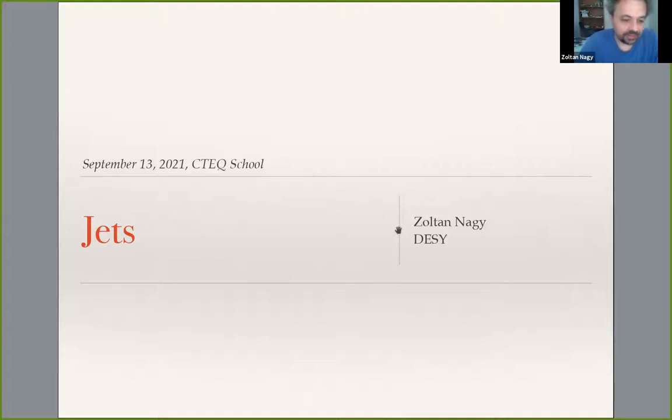So I was asked to give this talk on jets, and I was asked to try to keep it as simple as possible. I hope I managed. Maybe I will be a little bit abstract at the end, but the first three quarters of the talk is rather simple, and probably you heard many of the elements, but I think it's good to go through again. Okay, so let's talk about jets.